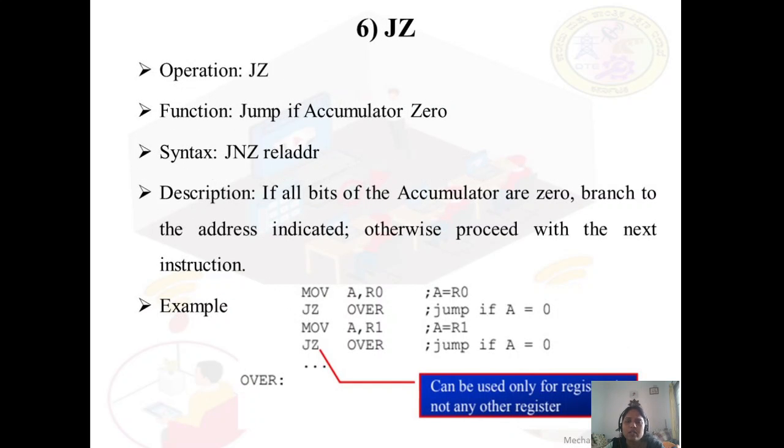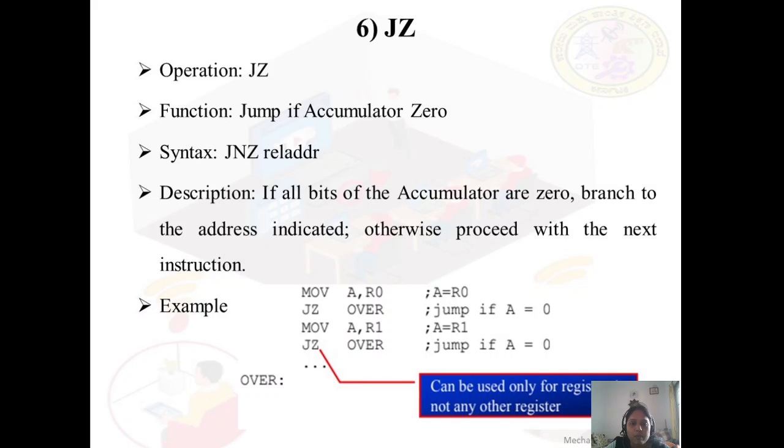Next one is JZ. JZ means jump if accumulator is 0. If your accumulator is 0, then you have to jump. Else you have to continue with the next instruction. Syntax is JZ relative address. Okay. If all bits of the accumulator are 0, jump to the address indicated. Otherwise, proceed with the next instruction.